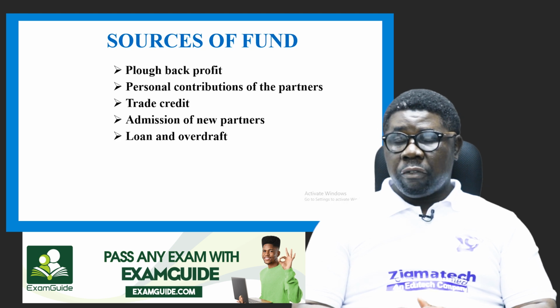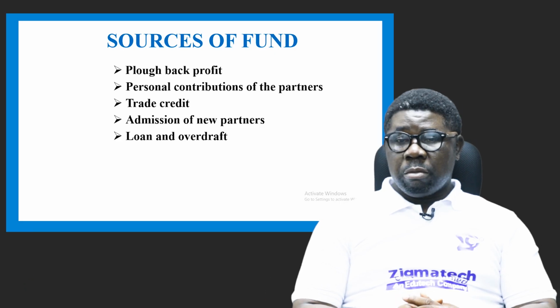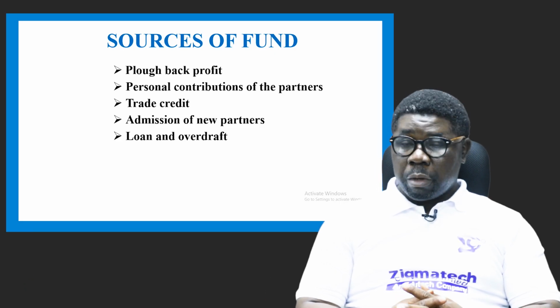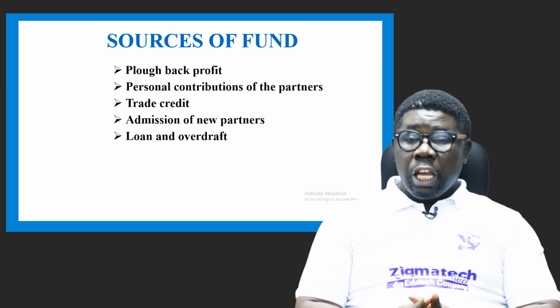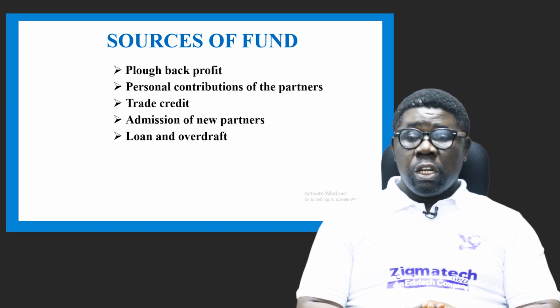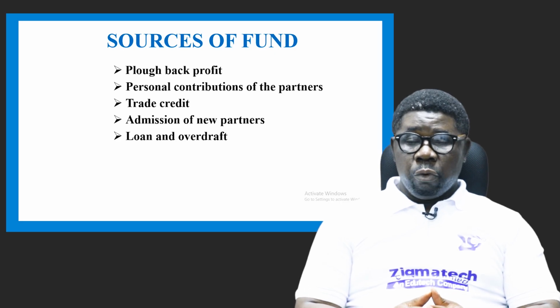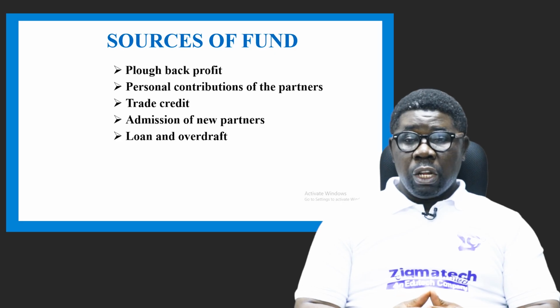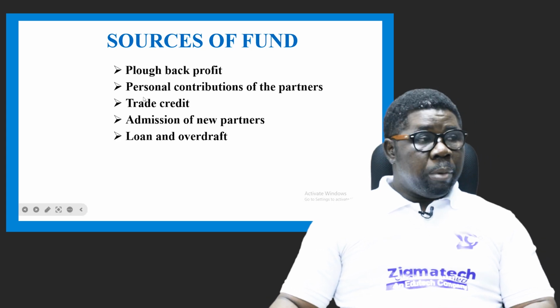Then loans and overdraft. Most times, these businesses can access money through loans or overdraft from the banks because of the name and pedigree of the business and maybe the goodwill of the business. They can get loans easily from the bank if the bank sees it that way and is confident enough. They can take loans or they can have overdraft because, with their business account and regular inflow and outflow of money, they can access a loan or overdraft. So yes, that could also serve as a source of fund to a partnership business.